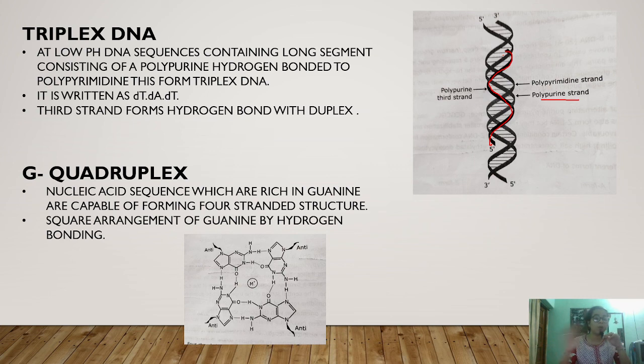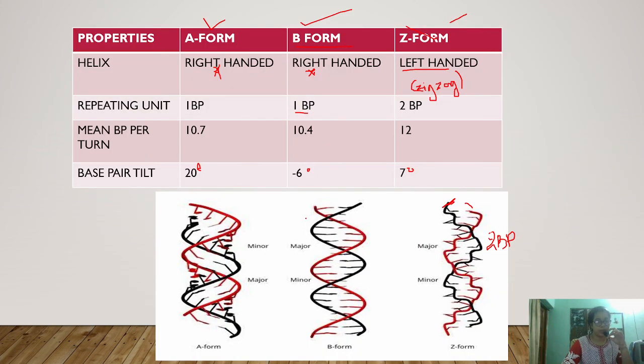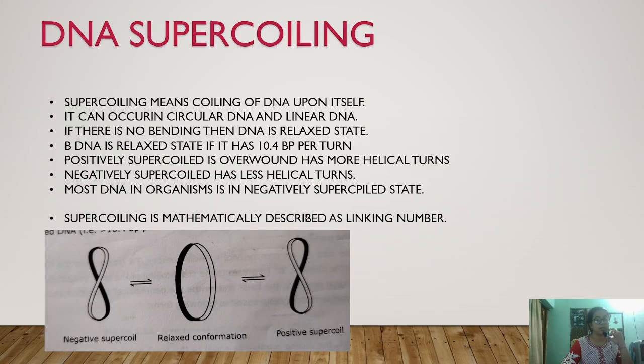And what is G quadruplex form? That is mainly guanine rich. Guanine mainly forms a square shape like structure known as the G quadruplex DNA. They are also joined by hydrogen bonds. All the forms of the DNA are mainly joined by hydrogen bonds, which we have already discussed in the last part. Now coming to the main feature about the DNA, supercoiling.